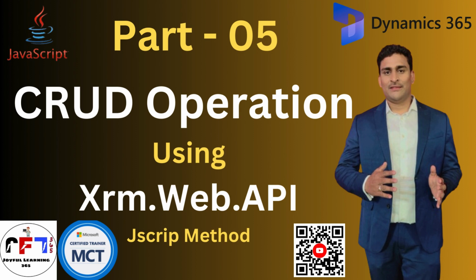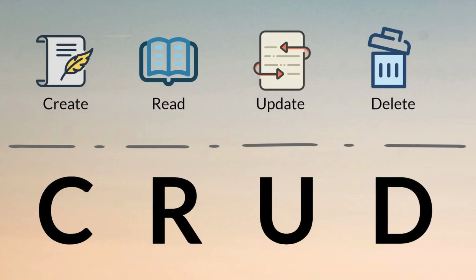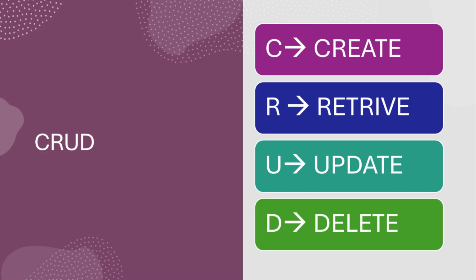Today we are going to discuss the CRUD operations. So using JavaScript, how can we achieve the CRUD operations? CRUD operation is nothing but C stands for create, R stands for retrieve, U stands for update, and D stands for delete. All together we call it CRUD operations.